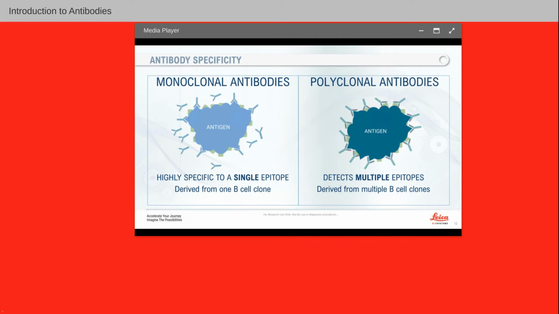Polyclonal antibodies are generally cheaper and quicker to manufacture, as they are produced from several different B cell clones, but they don't have the same degree of specificity as a monoclonal antibody. Now, both types of antibody have their benefits and also their disadvantages. It really depends on what you want to use them for.